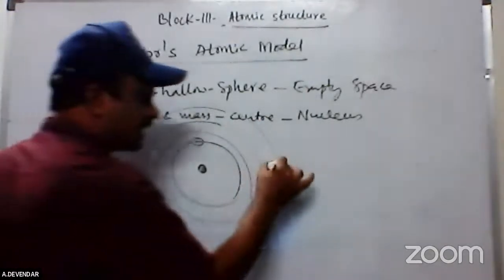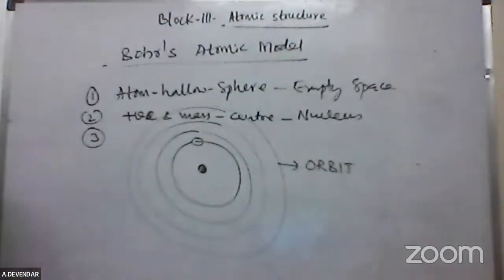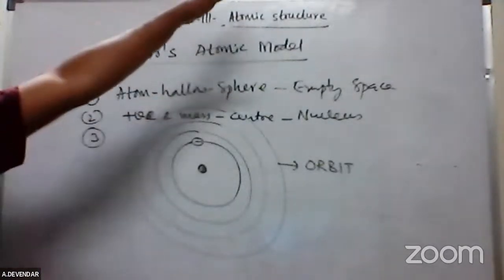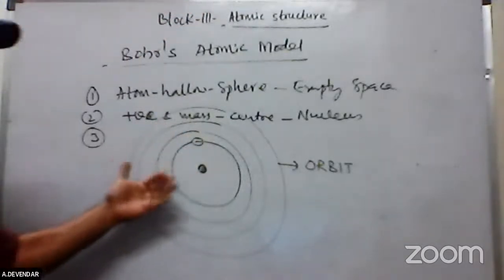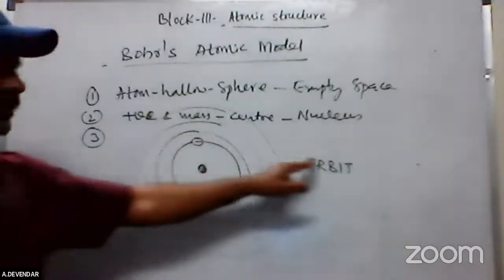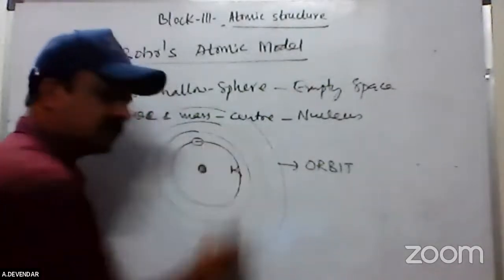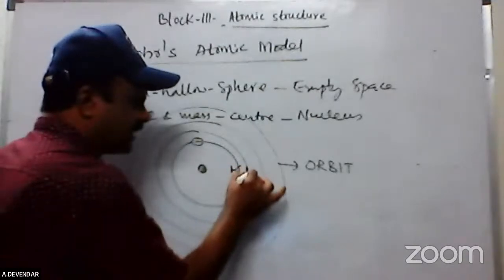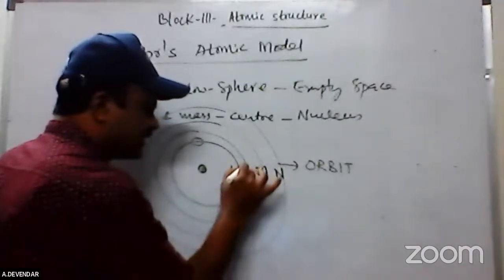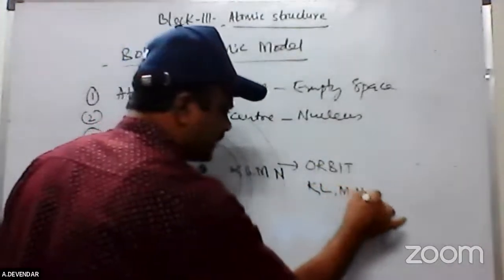These circular paths are called orbits. That is the third point he says. So apart from Rutherford, these two are the basic concepts he retained the same. But the third point: the electron revolves around the nucleus in a closed circular path. These closed circular paths are called orbits, and they are also named. The first circular path is called the K shell, then the L shell, M shell, N shell. KLMN shells are represented.